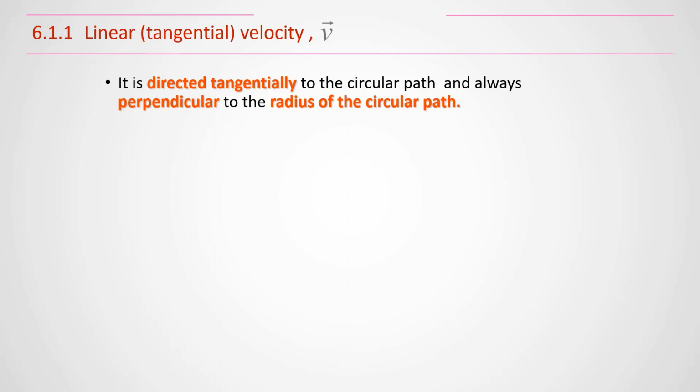Okay, next, linear tangential velocity. Linear tangential velocity is directed tangentially to the circular path and always perpendicular to the radius of the circular path.